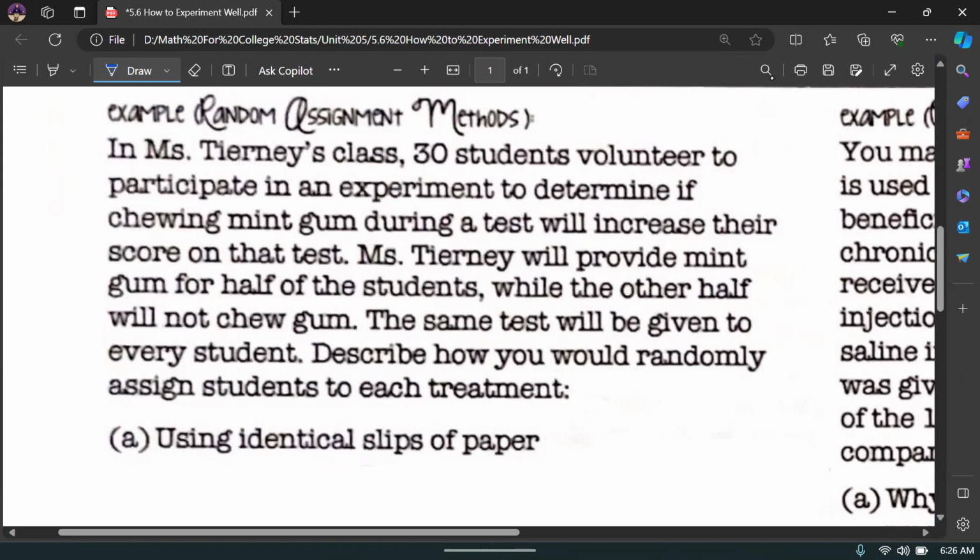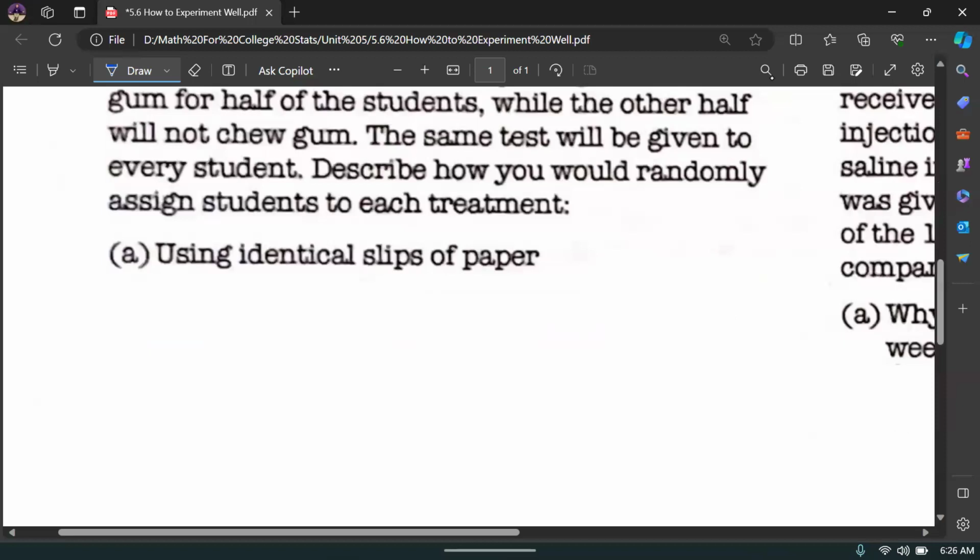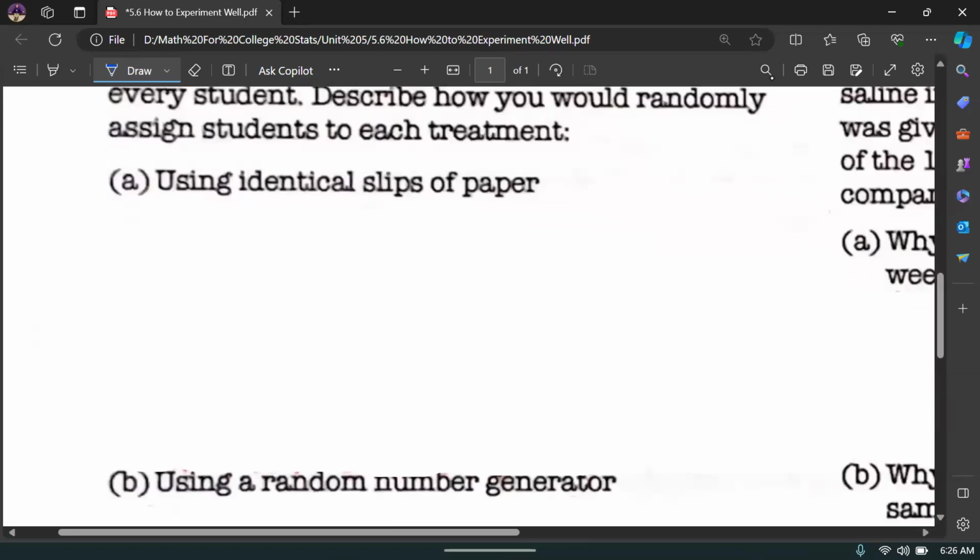So let's fill that in. I'm going to go ahead and pause it and fill it in so that you don't have to see me write it. Just give me 1 second.